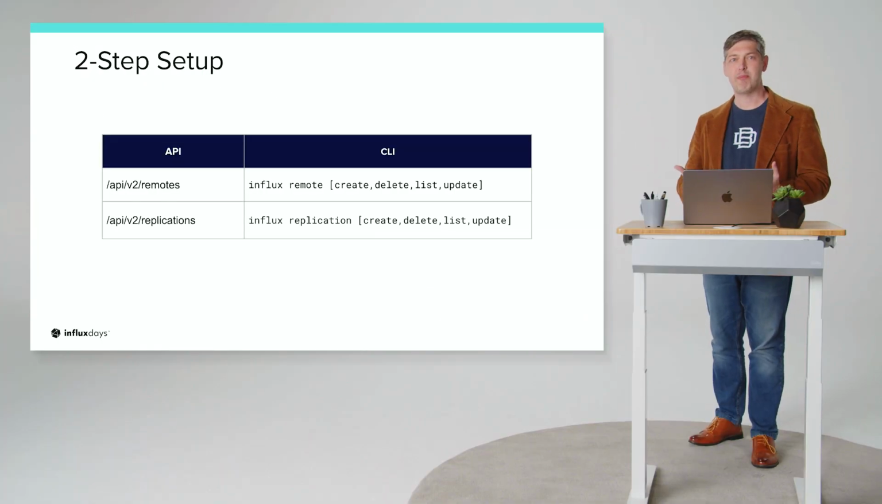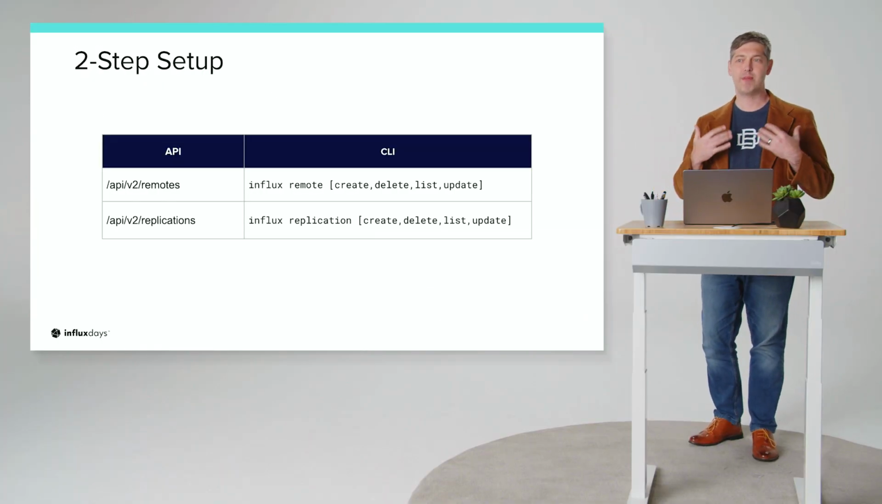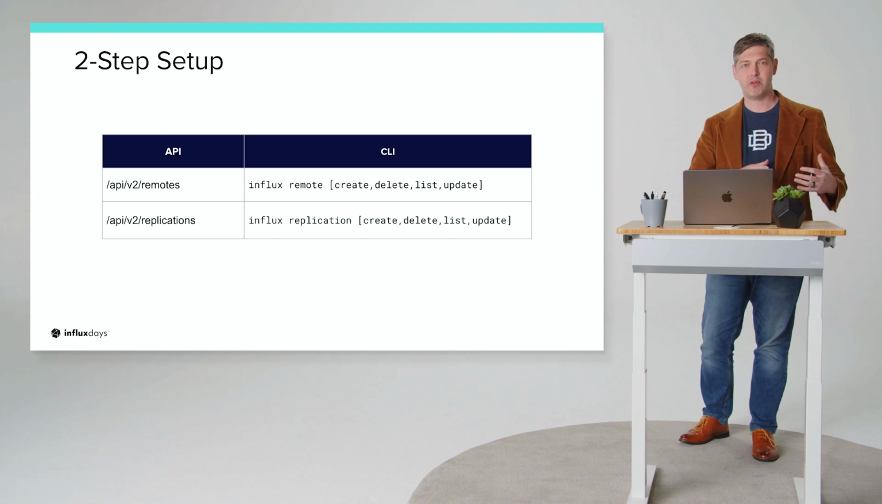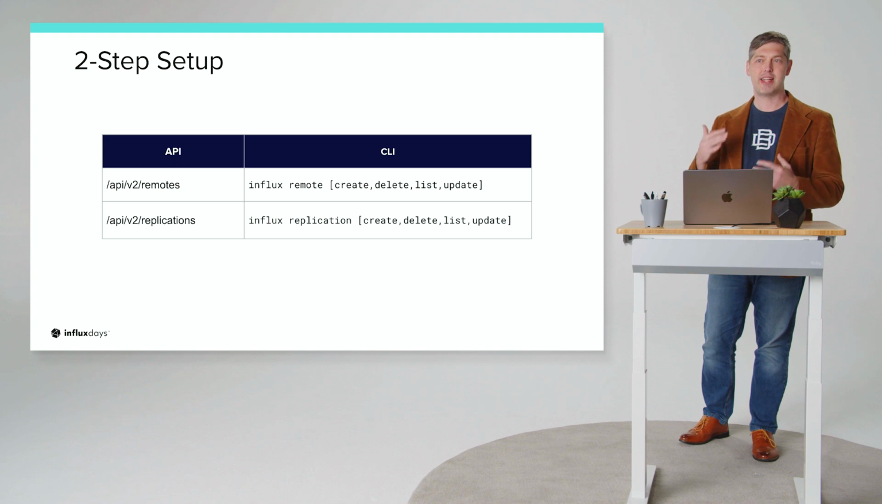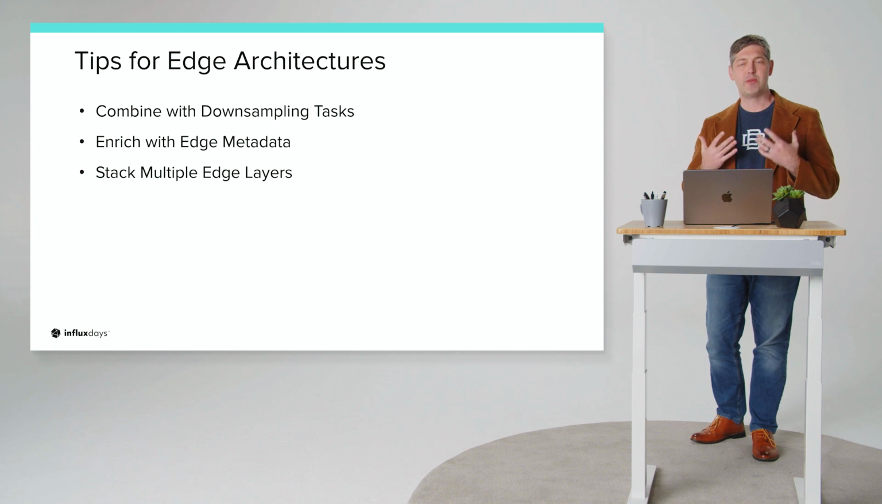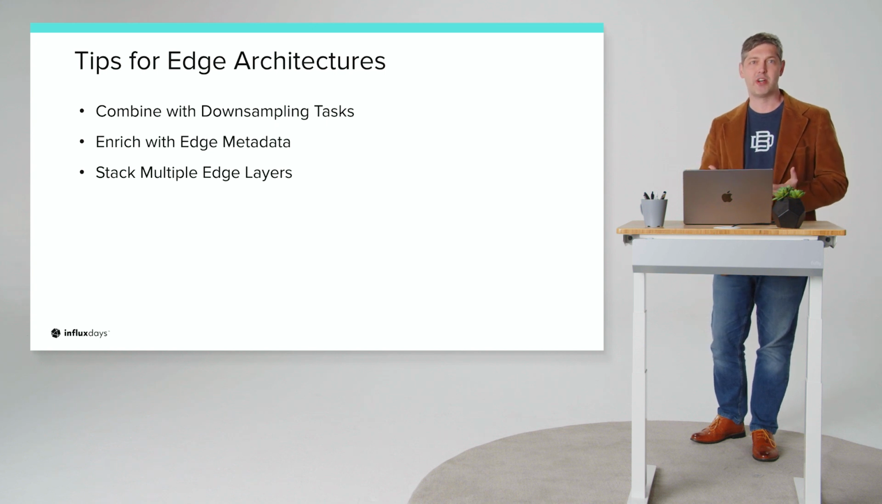And the reason these are separate is because a lot of times you want to have different buckets on the local side sending to different buckets on the remote side, but they're all using the same authentication and the same source. So you create your remote once, and then you can create multiple replications for whichever of your data that you want.